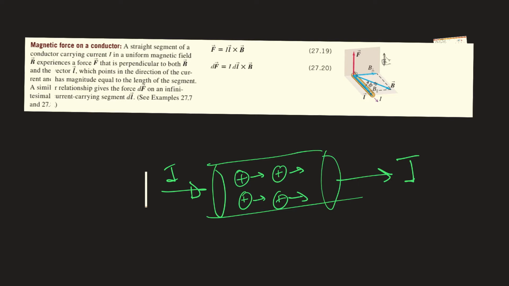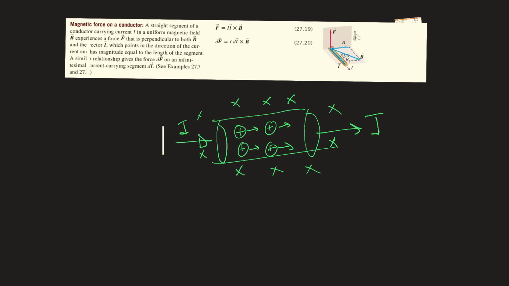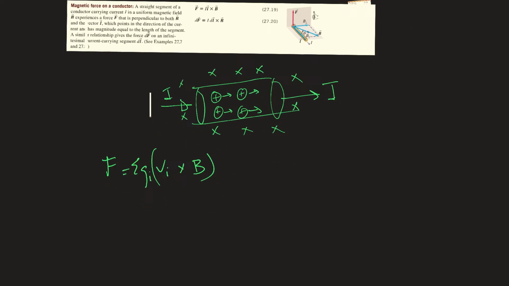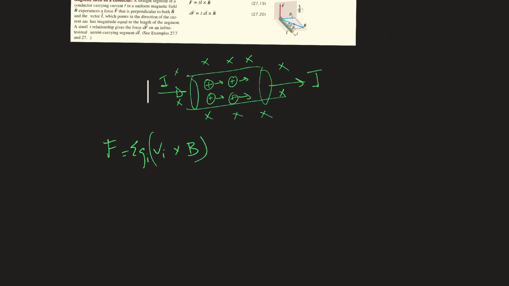Well, if there is a magnetic field acting on this current, it's because there is a magnetic field here. Let's say that the magnetic field is here, like this, in this direction. So we need to know what is the total force. The total force is the sum of all the forces on every individual particle. So it's the summation of q_i v_i cross B, where B is the magnetic field. I suppose that it is a uniform magnetic field.